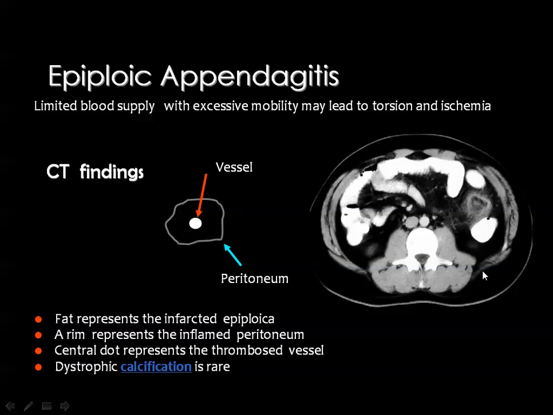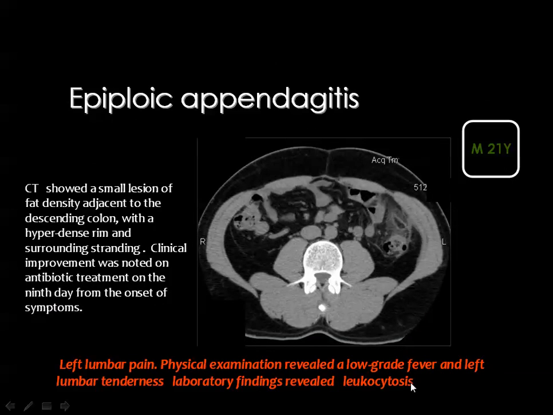Then this is known as epiploic appendicitis, and this is a lesion which cannot be diagnosed unless you are looking for it, and frequently it can be missed on the images. If you do not look carefully and think of this lesion as a cause of acute abdomen, you cannot find this lesion easily.